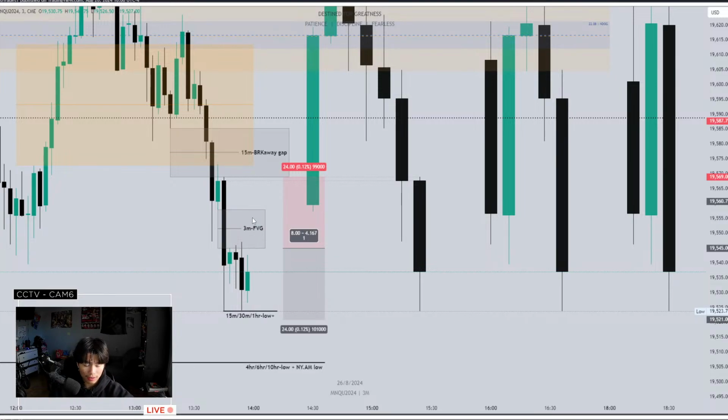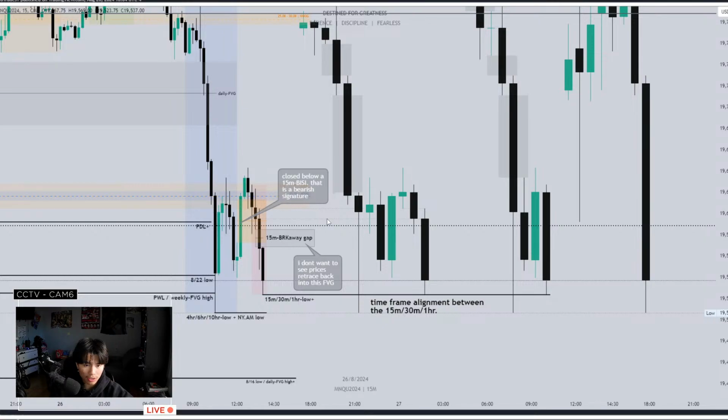And I notice here, this 3-minute fair value gap should be rebalanced. Or not rebalanced, but should be respected, right? I want to see us trade up into this fair value gap, respect this fair value gap, and then continue lower.